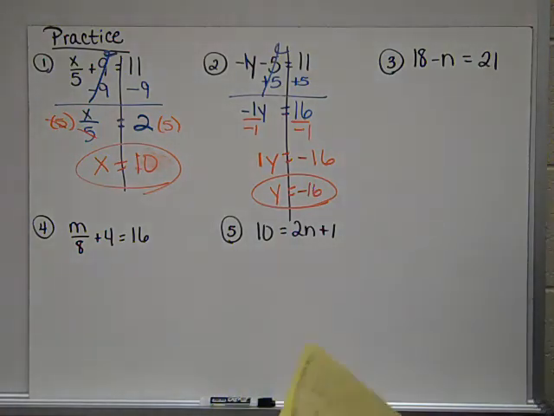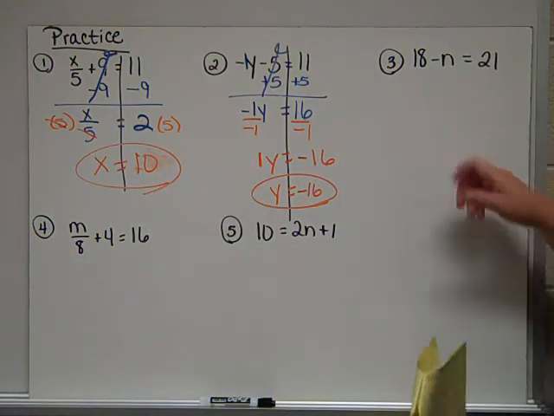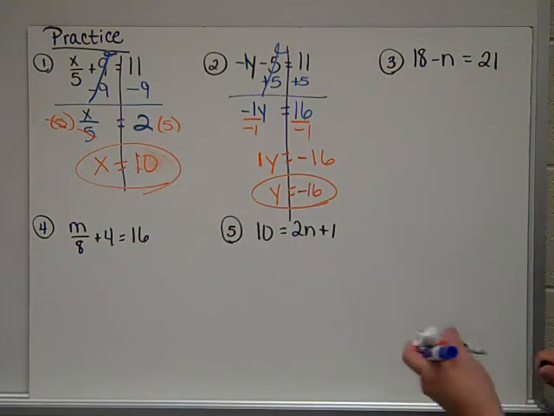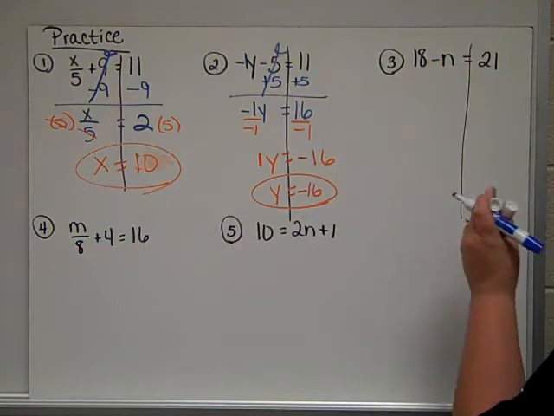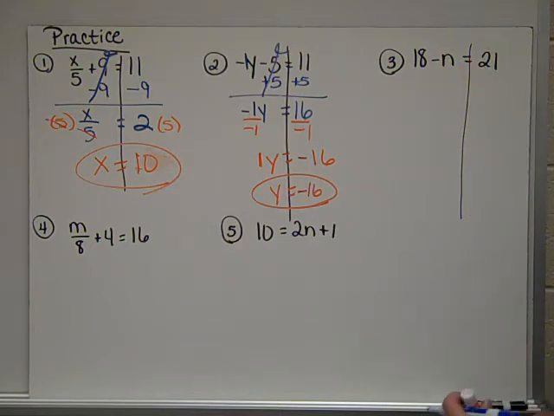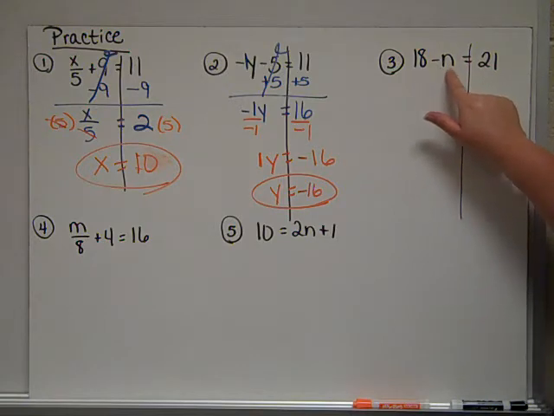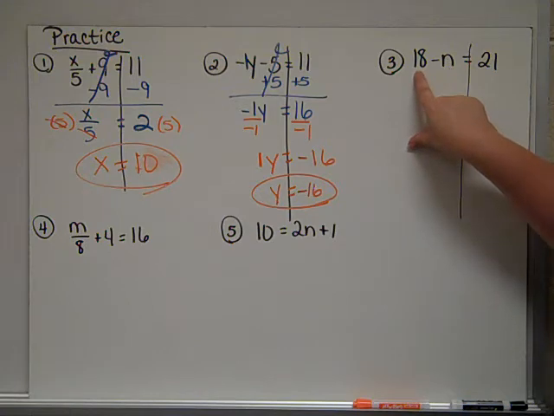Example number 3. 18 minus n equals 21. Let me go ahead, identify the river, the equal sign, and let's begin the process. Now here, I have 18 minus n. Here's my variable, but this is the term that I need to get rid of, the one that doesn't have the variable with it yet.